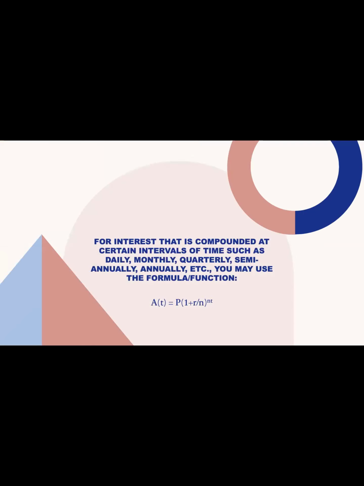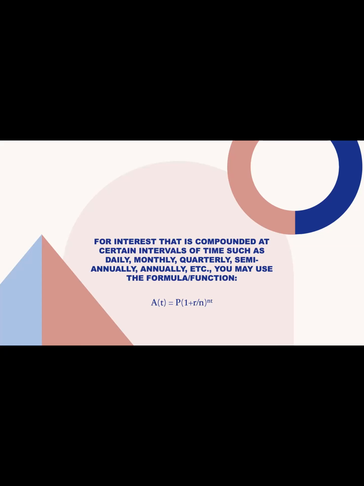Now remember, when you have interest being compounded at certain intervals of time, such as daily, monthly, quarterly, semi-annually, annually, etc., you are to use the function that we have on the screen. So you want to be very familiar with this particular equation or function. It's A of t equals P times (1 plus r divided by n), and that quantity raised to the n times t power.